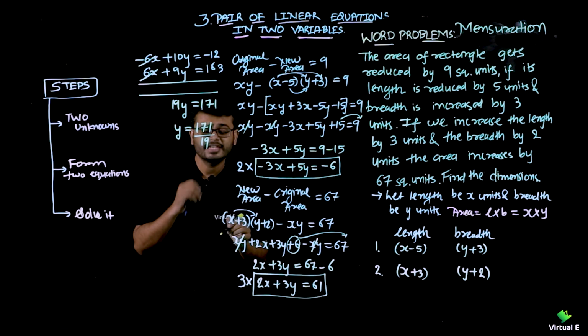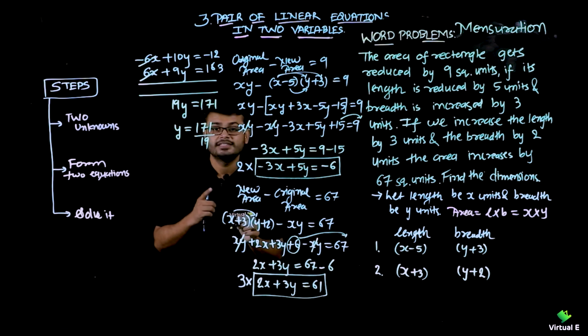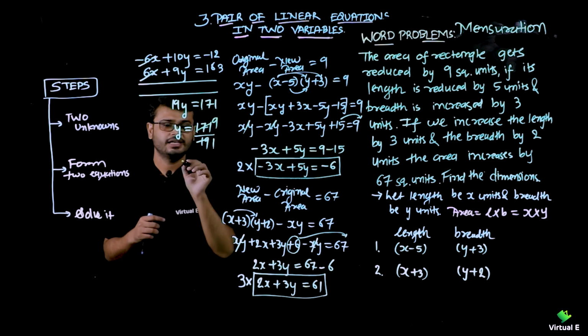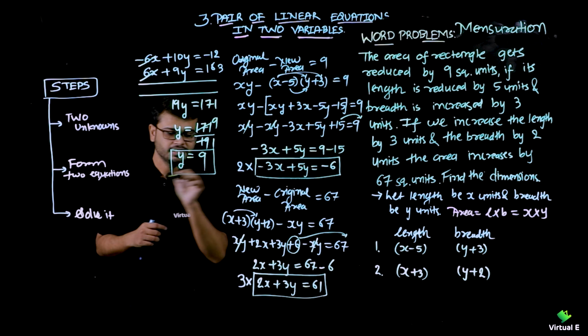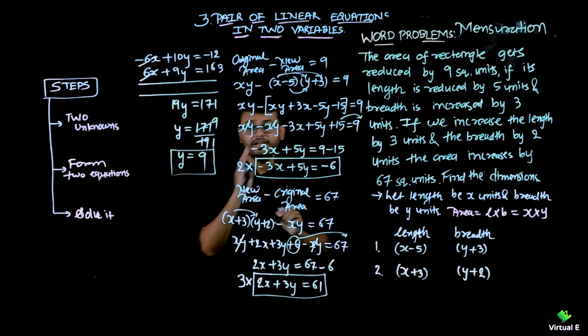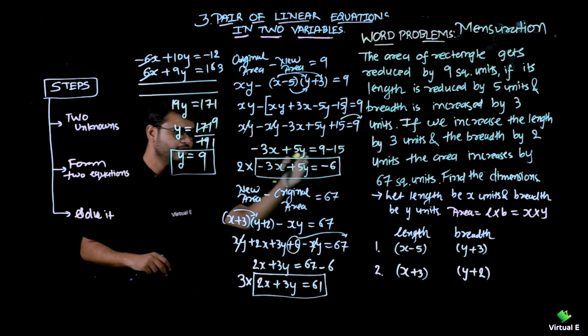So 171 is coming in the table of 19, guess, 19 9s are 171, right? So y is equal to 9 is my solution. But wait, this is not our final answer, we need the value of x as well. So you can substitute in either of the equations which I have made in a box.